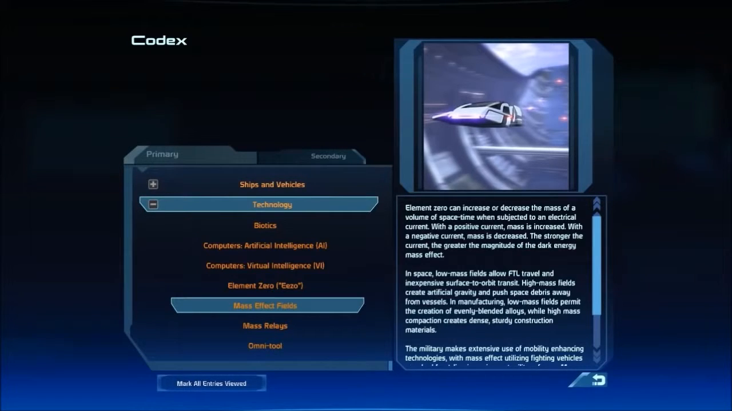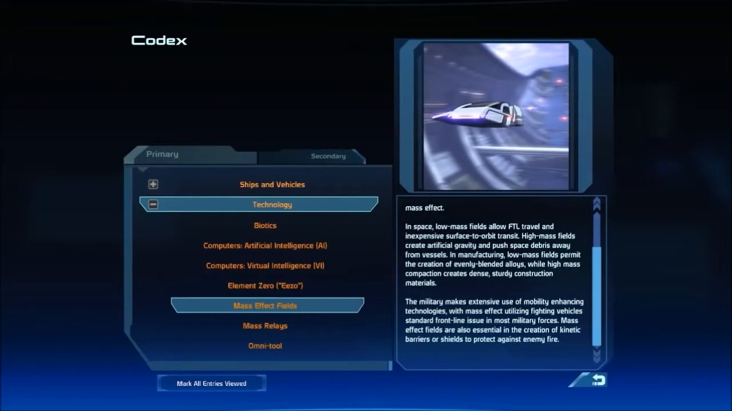In space, low-mass fields allow FTL travel and inexpensive surface-to-orbit transit. High-mass fields create artificial gravity and push space debris away from vessels. In manufacturing, low-mass fields permit the creation of evenly blended alloys, while high-mass compaction creates dense, sturdy construction materials. The military makes extensive use of mobility-enhancing technologies, with mass effect utilizing fighting vehicles standard frontline issue in most military forces. Mass effect fields are also essential in the creation of kinetic barriers or shields to protect against enemy fire.